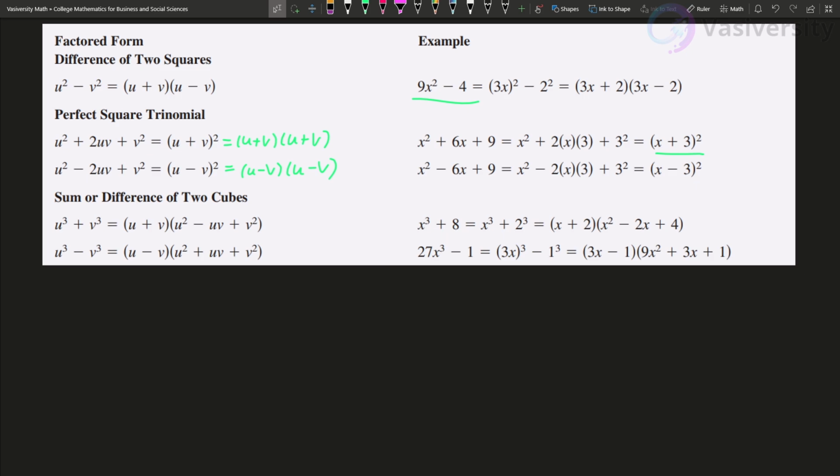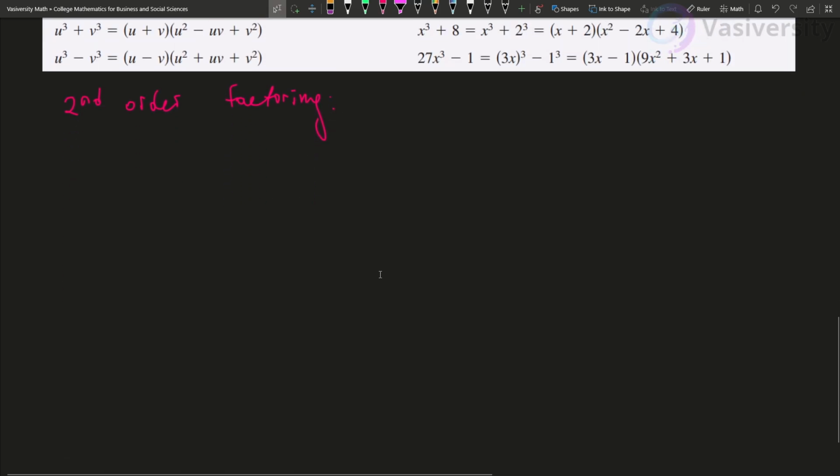So, one of the methods that we can use to factor squares, right? Because sometimes, even though perfect squares are very nice, it's not always doable. So if we have a quadratic equation, we're going to say second order factoring. One of the common ways we can factor is called the cross method.